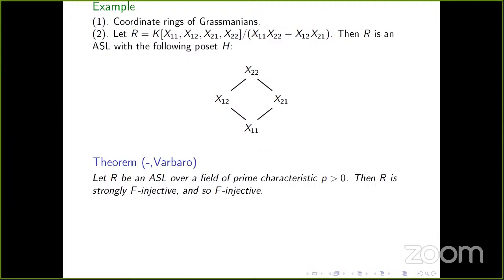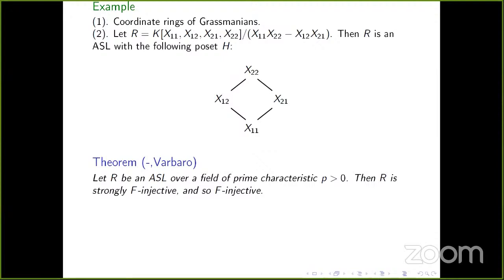Examples of algebras with straightening law are, first, the coordinate ring of the Grassmannian, and second, R, the hypersurface ring defined by x11 x22 minus x12 x21. This is basically a determinant ring: it's a 2 by 2 matrix, and the ideal is just the determinant of the 2 by 2 matrix. One can see that R is an ASL with the following poset: x11 is the smallest, x12 and x21 are not comparable, and x22 is the largest.